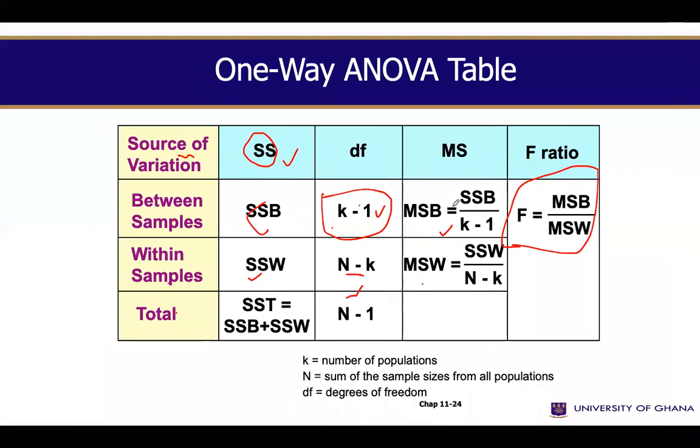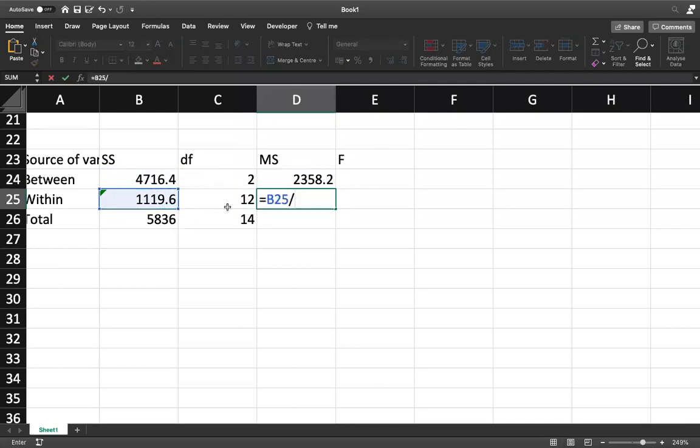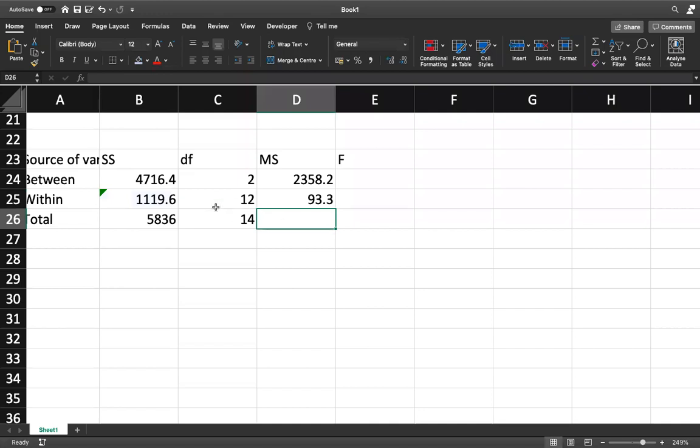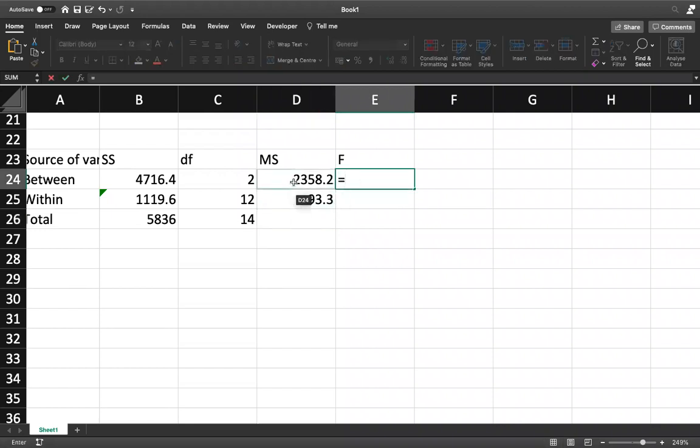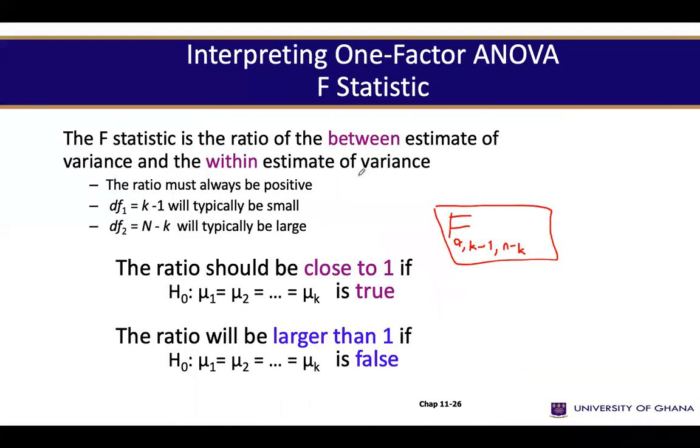Then we need to find the MSB and MSW. The mean square is just the sum of squares divided by the respective degrees of freedom. So we have this divided by the degrees of freedom, and that divided by the degrees of freedom. We don't need to calculate MST. There's nothing like that in the analysis of variance. Then the next one is to calculate the F statistic, which is the MSB divided by the MSW. That gives us the F statistic.